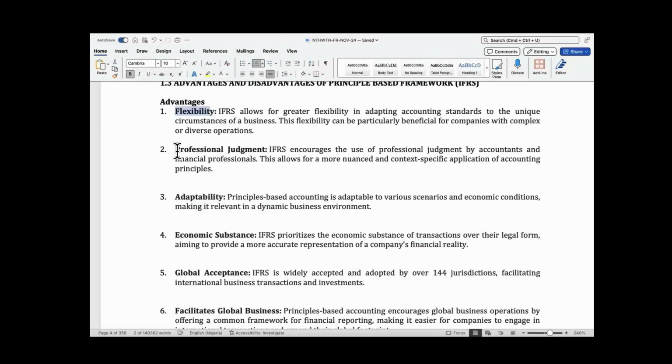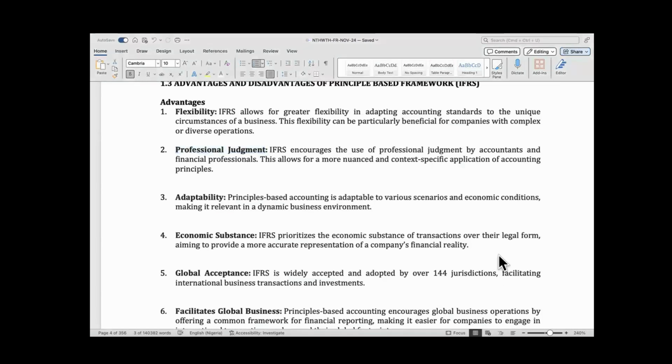Another one is that it allows for professional judgment by accountants. Accountants are given the latitude to make judgments. They are given an opportunity to be professional. So it allows for professional judgment. And like we have mentioned also, it's extremely adaptable to various scenarios, various economic conditions, various dynamic business environments.